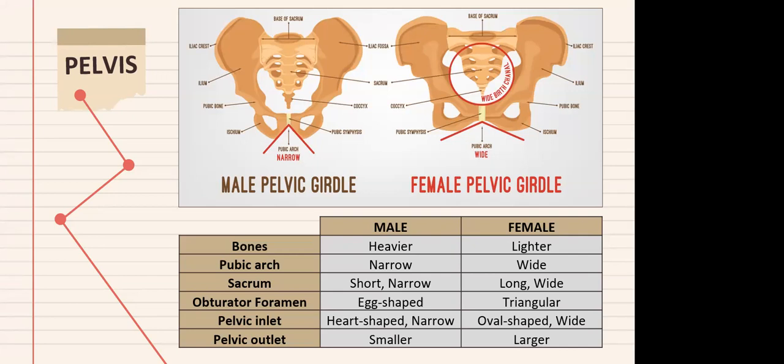Pubic arch, as you can see in the picture, narrow for male, wide for female. Yung sacrum, short and narrow for male, long and wide for female. Then obturator foramen, yung dalawang butas sa baba. Egg-shaped siya sa boys and triangular siya sa girls. Then, yung pelvic inlet and outlet. For inlet, heart-shaped and narrow sa male, oval and wide sa female. Then, outlet, smaller sa male, larger sa female. And a woman's pelvis is generally wider and more open than a man's pelvis. So, bakit? It is because the female pelvis has evolved to be as wide as possible to make pregnancy or childbirth easier.